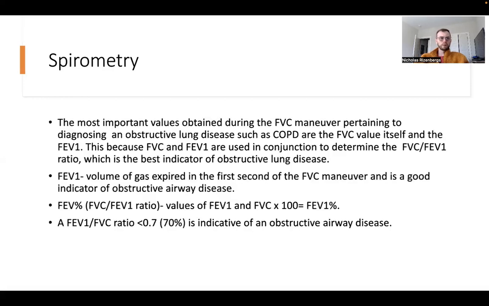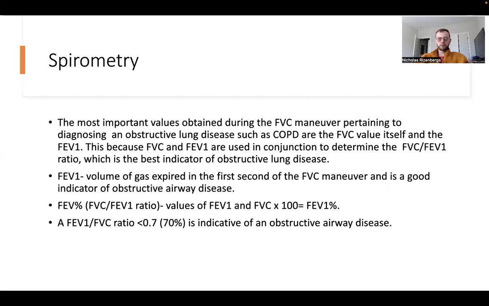So the most important values, as I was saying, pertaining to diagnosing an obstructive lung disease such as COPD, are the forced vital capacity itself, the value you get from that, and the FEV1. One reason is that you take the FVC and the FEV1, and they're used in conjunction to determine the FEV1/FVC ratio, which is the best indicator for an obstructive disease. The FEV1, the volume of gas expired in the first second of the vital capacity maneuver, is a good obstructive airway indicator. You can get a good assessment from that, but the overall best one is that FEV percent, which is that FEV1/FVC ratio.